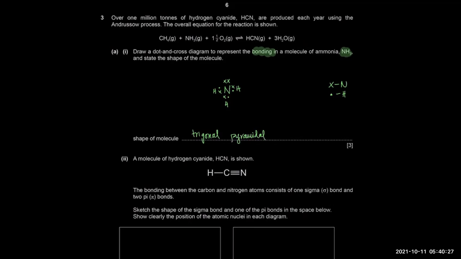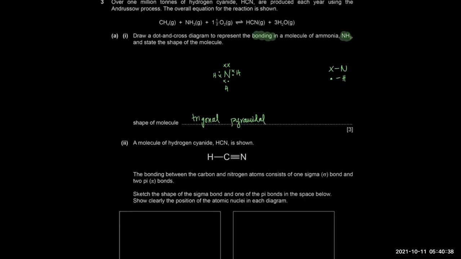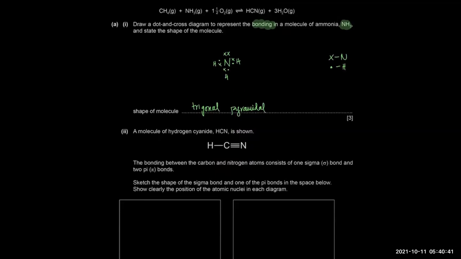Yeah, 107 degrees. But they don't want you to draw the shape. They just want you to draw the dot and cross diagram and state the shape. Okay. So they're not asking for the bond angle or drawing the shape.